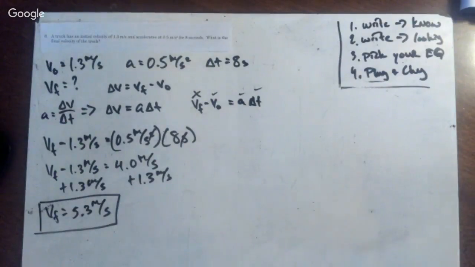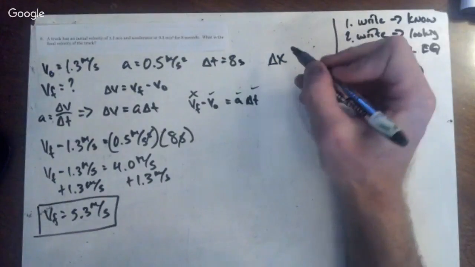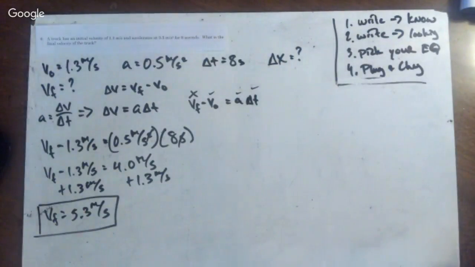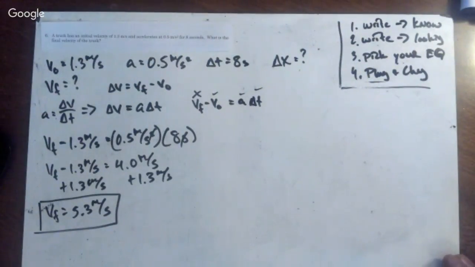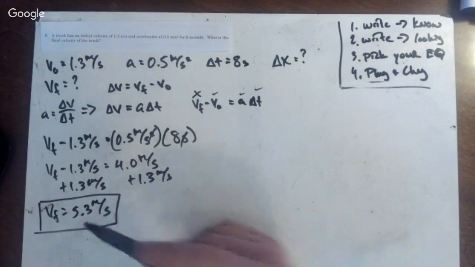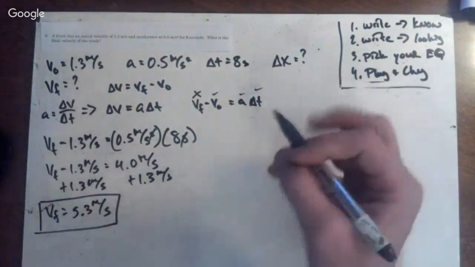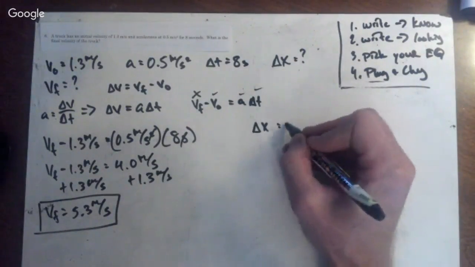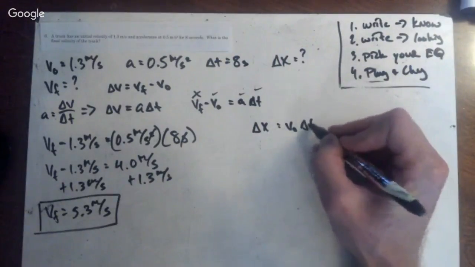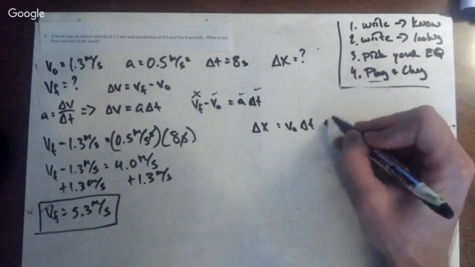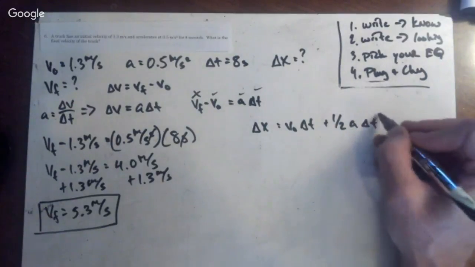Okay, but since I like to do these kinds of problems, what I'm going to do now is add in one piece that we hadn't originally talked about. I want to know how far the truck goes in those 8 seconds from the time it starts off at 1.3 meters per second and accelerates up to 5.3 meters per second. We didn't actually need to calculate this part just yet, because if you remember from a second ago, our equation for delta x is v naught delta t plus 1/2 a t squared.